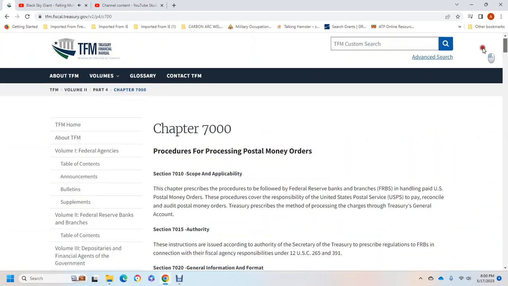That was Chapter 7000, processing postal money orders.